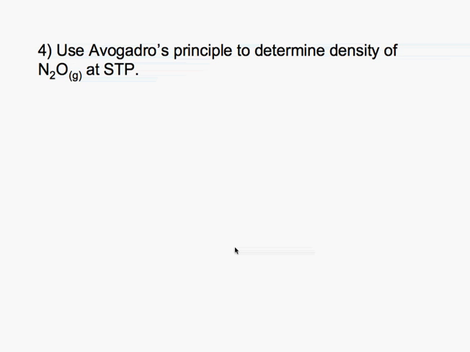Use the ideal gas law to determine the density of nitrogen oxide at STP. Okay, let's look at here. First, we're going to look at our equation. PV is equal to nRT.